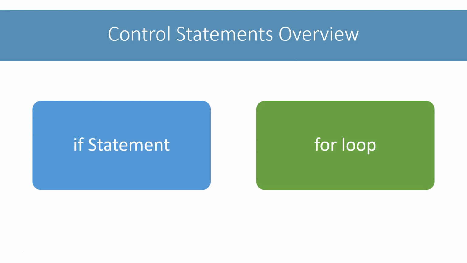Next, we will briefly look at two control statements, the if statement and the for loop. A basic knowledge of these is needed to understand some of the concepts which I will be discussing next. This is just a quick overview. Later in the course, there is a dedicated section for control statements where we will spend a good amount of time to understand control statements in depth.